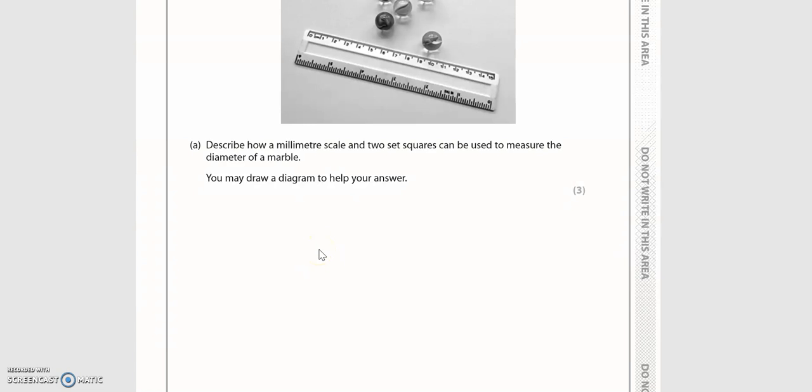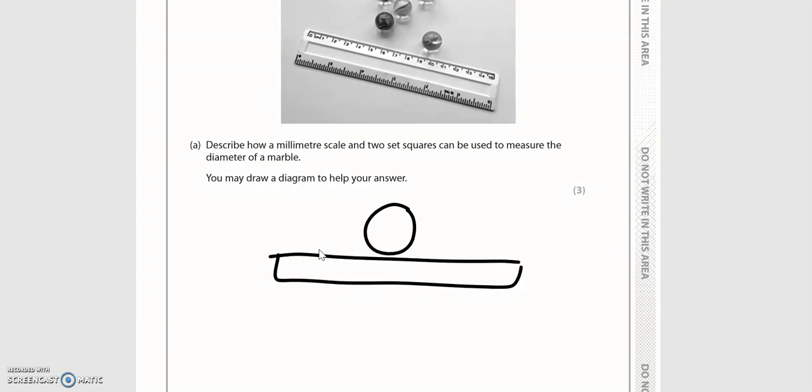What they're looking for is that you are using the ruler, the marble, and the set squares to make sure that you are measuring exactly the diameter of the marble. Now, if you just put the ruler on top of the marble, you couldn't guarantee that you were measuring at the widest point. But the set squares allow you to do that.